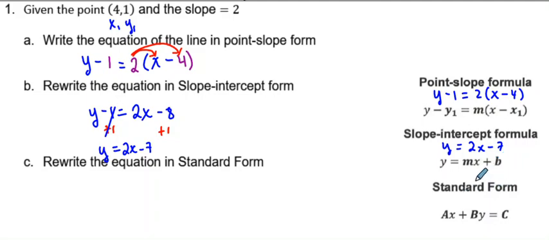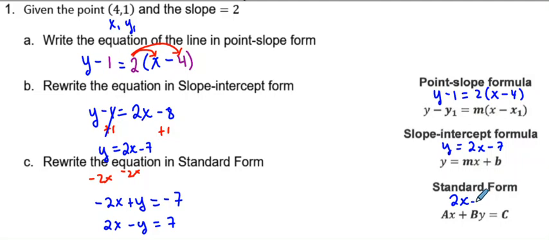And then the standard form. We've done the standard form in the previous examples. We just need to move the 2x over. So to move the 2x over, we subtract 2x on both sides of the equal sign. So you have y minus 2x, they're not like terms, so we just rewrite it, equals minus 7. And I cannot have a negative here, so I'm going to change all of the signs. So positive 2x minus y equals positive 7. So the standard form is 2x minus y equals 7.